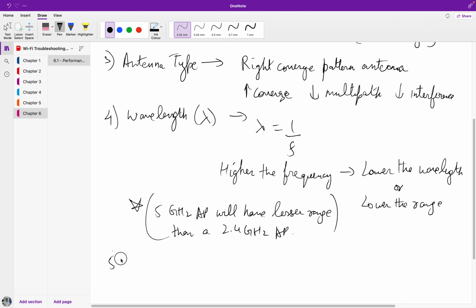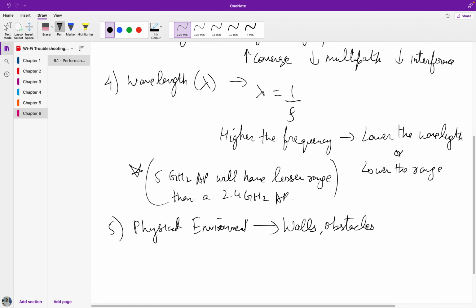Then probably another factor can be the physical environment, like obstructions or walls or obstacles, etc. Basically, what it will do is it will attenuate the RF signal. There'll be RF propagation behaviors: absorption, reflection, scattering. All those things can also increase the attenuation. Attenuation means absorption of the signal and basically reduction in the amplitude of the wave.